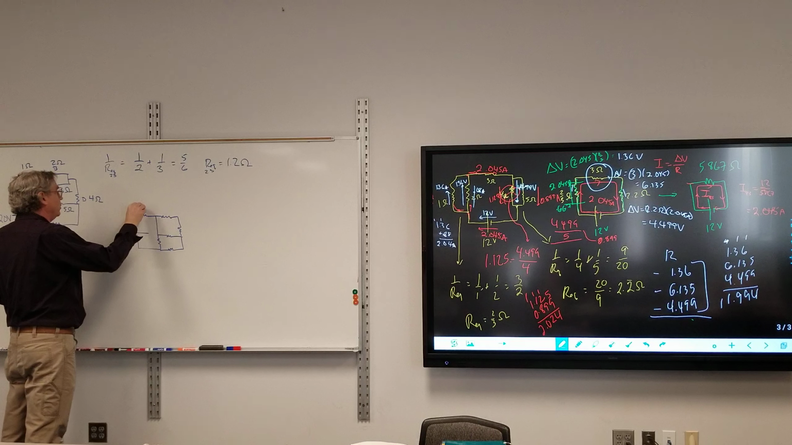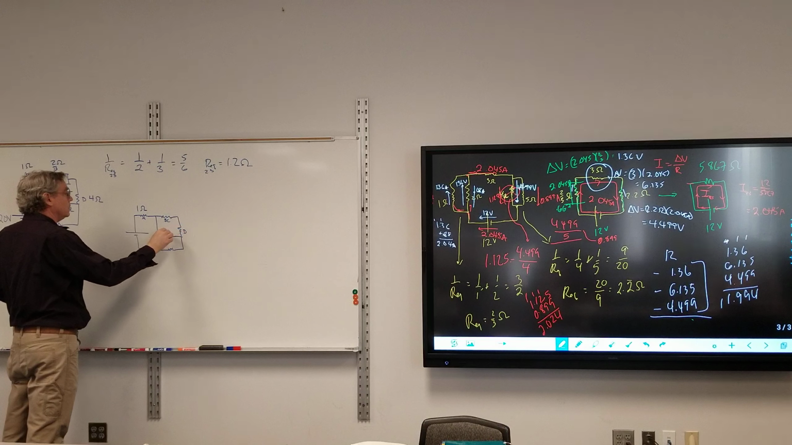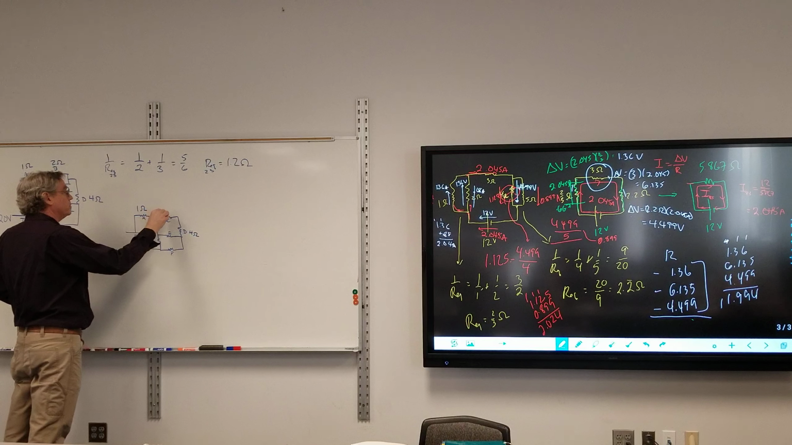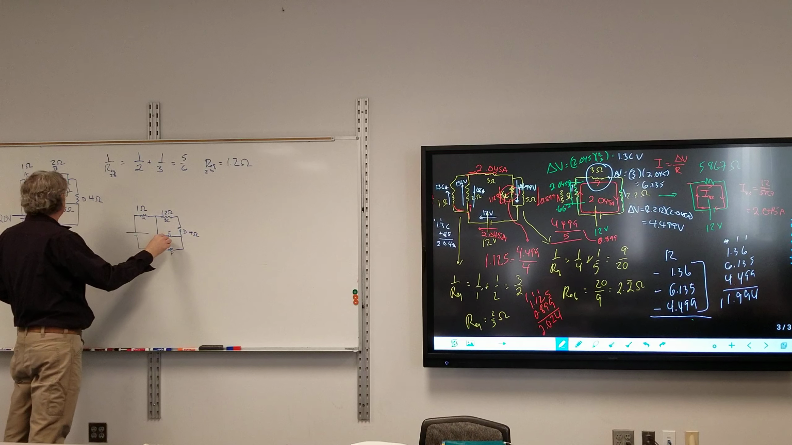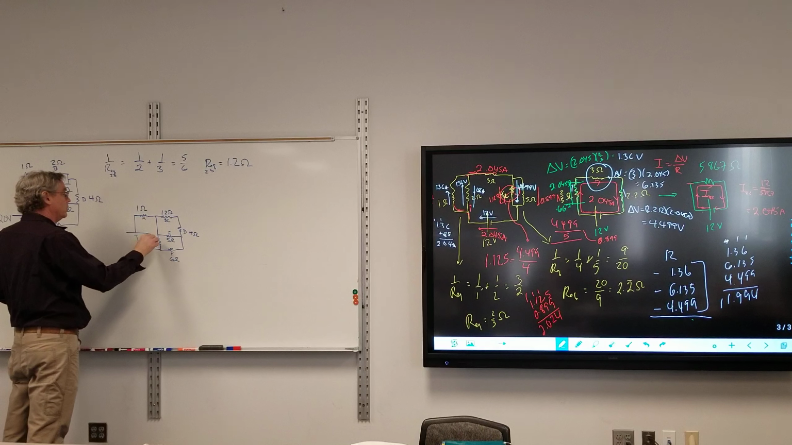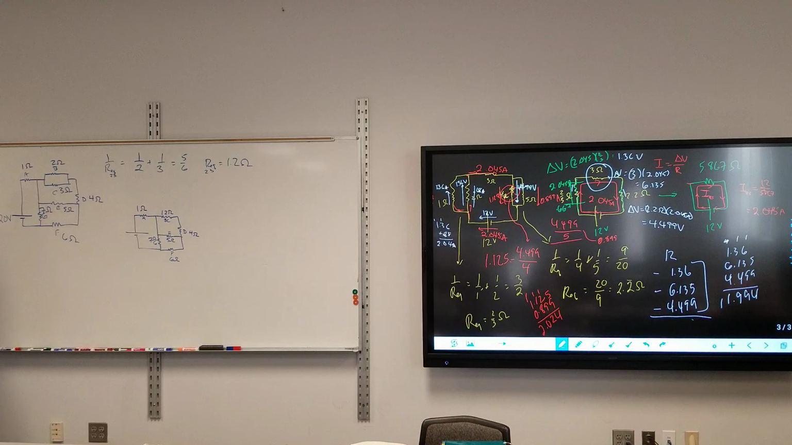So this is 1 ohm. Okay, there. This is B, C, D, E, F, and G. 4 ohms. This is 1.2 ohms. This is 5 ohms, 6 ohms, 7 ohms. All right, now what?